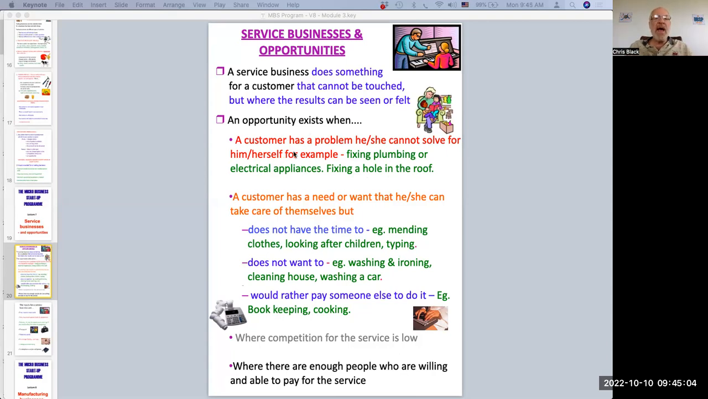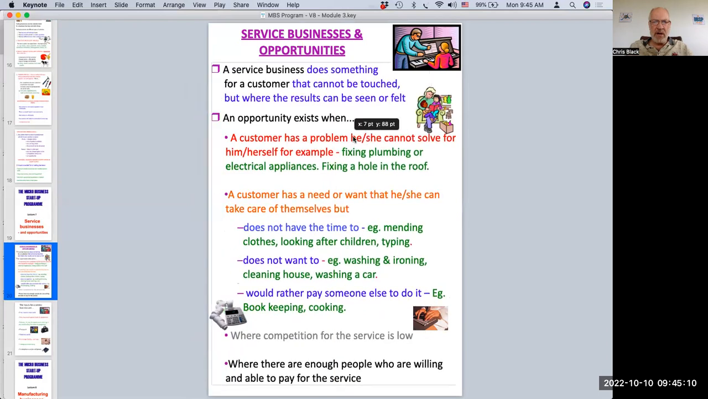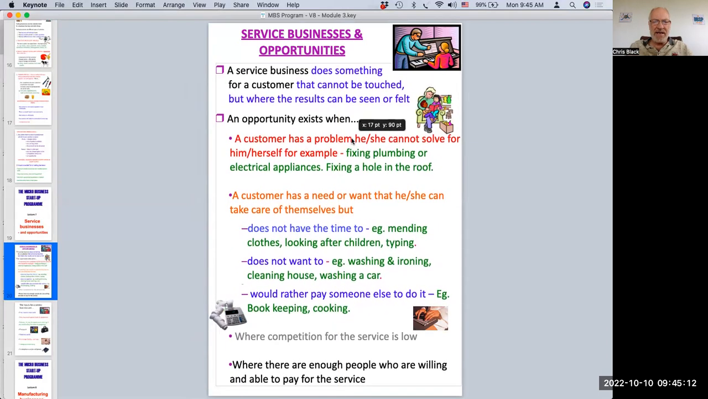Okay, so this is where, and by the way, you see this word here. I'm just trying to highlight it, but it's not wanting to. Oh, oops. Okay, not highlighting. Okay, where it says problem. Now, a lot of service businesses deal with problems.